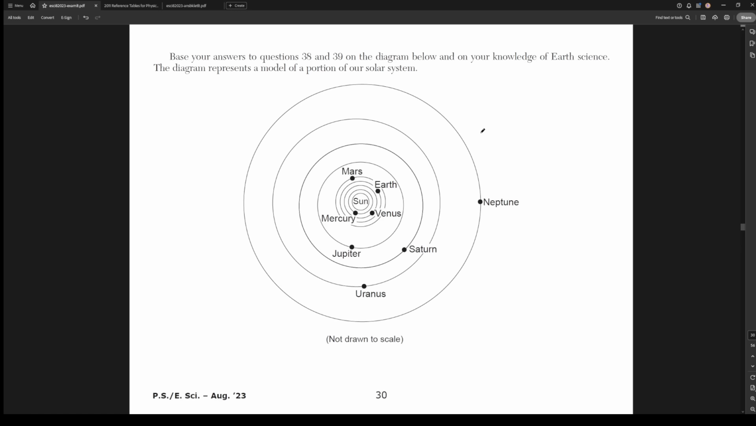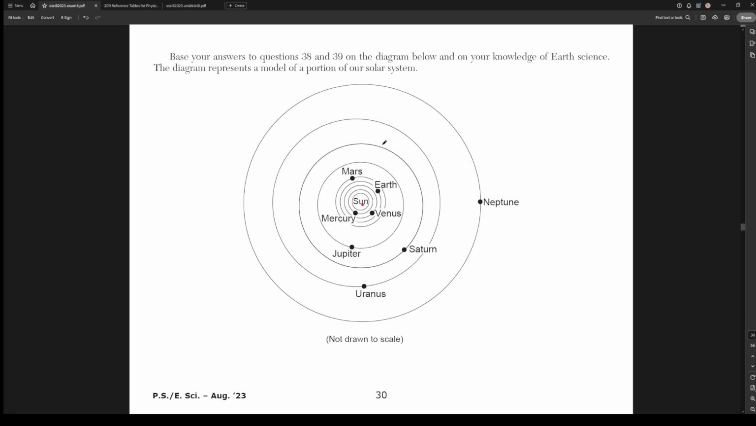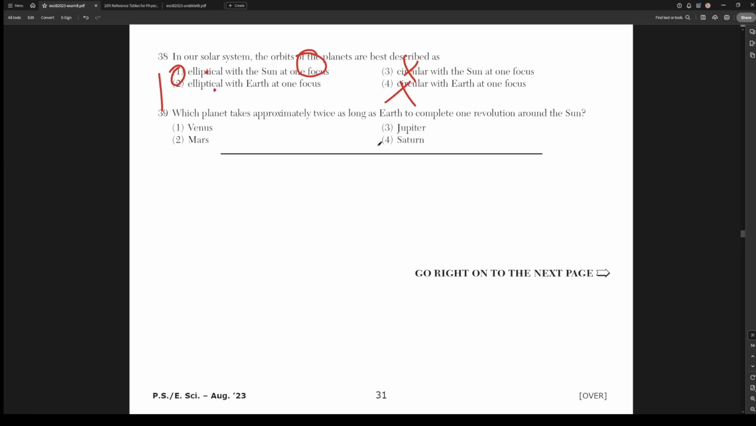Alright, we got a solar system. So we got the terrestrial planets, the Jovian planets, and this is heliocentric, right, because the sun's in the middle. And Mars and Jupiter here, there's no asteroid belt in between them in the picture. We'll see. In our solar system, the planets are best described as, so it's elliptical, and the sun is at one of the foci. This is Kepler's laws right there. So we don't travel in perfect circles. Even though this picture looks like perfect circles, they can't be. They're not allowed to be.